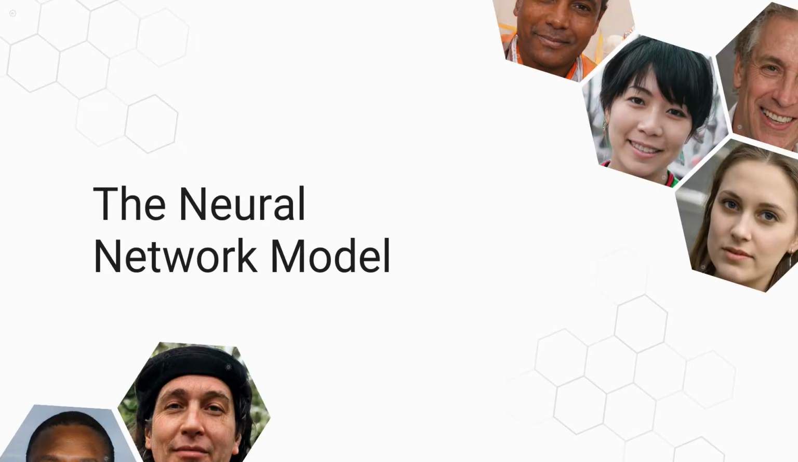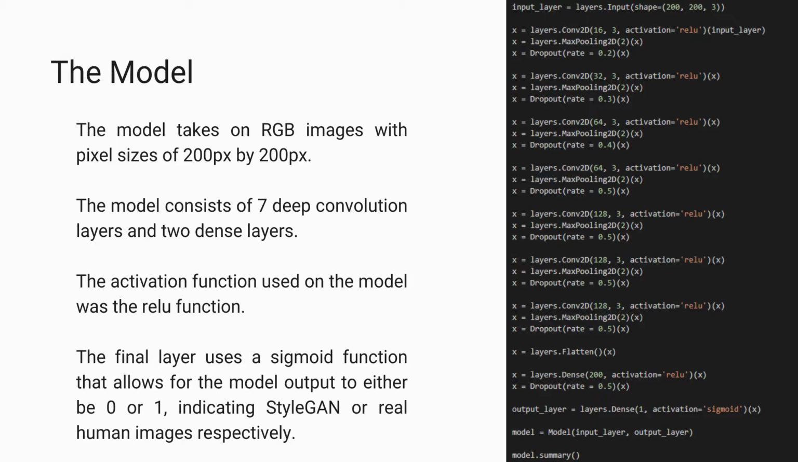Now that we have a clear understanding of the problem and method of detection, let's explore the neural network that was created. The neural network model initially created used hot and cold learning techniques for optimization of the network architecture. The model takes in RGB images with a resolution of 200 pixels by 200 pixels. The model consists of 7 deep convolutional layers, and the activation function used on the convolutional layers is the ReLU function. The final layer uses a sigmoid function that allows the model output to be either 0 or 1, indicating StyleGAN or real human images respectively.